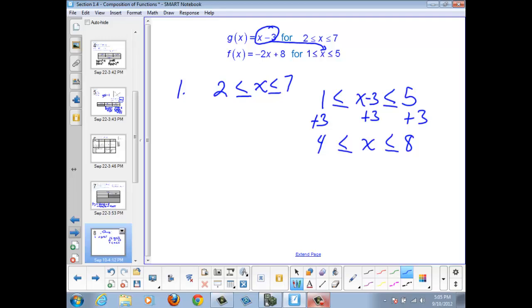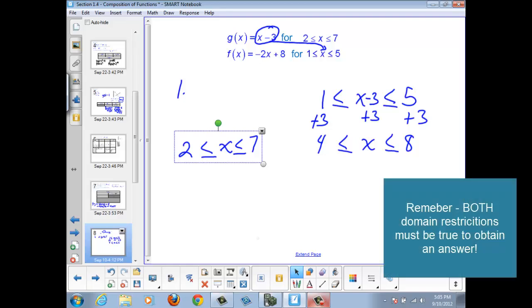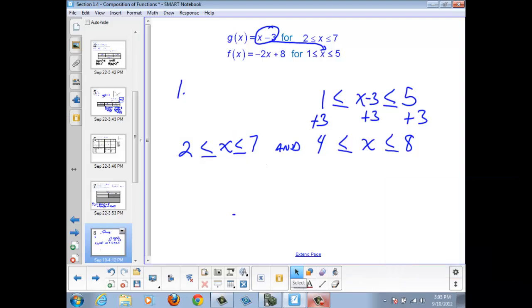So this condition also has to be true, or I can't get to the end of my process. So I know that this first expression, 2 is less than or equal to x, and is also less than or equal to 7, has to be true, and the second expression has to be true. 4 is less than or equal to x is less than or equal to 8. If I'm evaluating these two situations, they both have to be true at the same time.